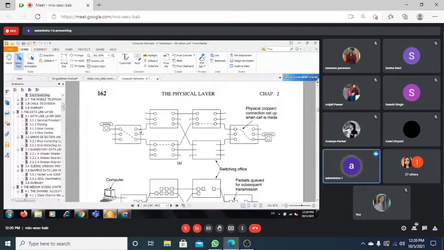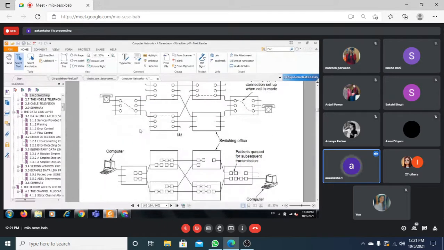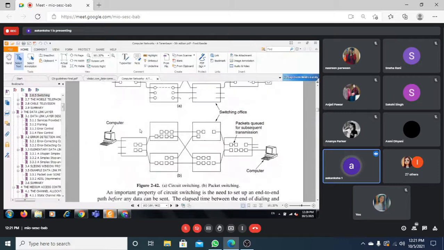So this is only a simplified version, and what we have shown through the rectangles and the lines here, these lines are not the simple physical lines. These are not just coaxial cables or optical fibers. These can be satellite links. These can be the fiber optical links also. So any kind of transmission media you can use between the switching offices, between these rectangles. So that is a part of the physical layer only, circuit switching.